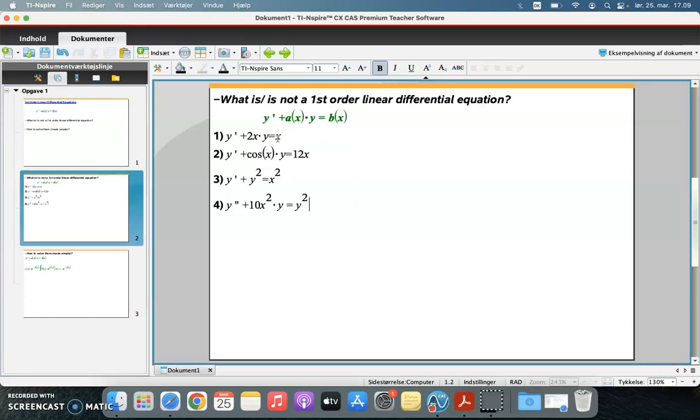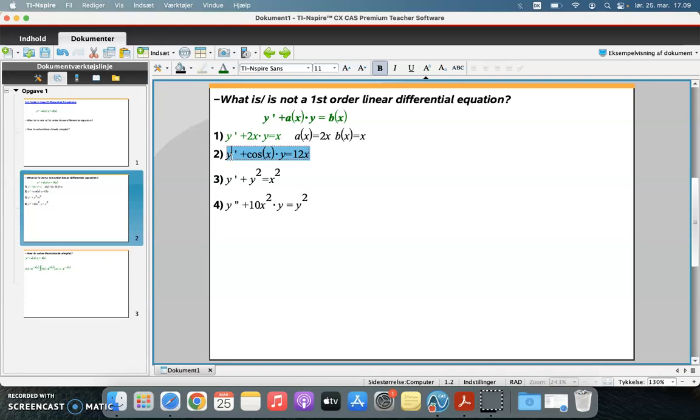Here we have some examples, and you can see the first one matches what's up here. You have the y differentiated, then you have 2x, which is equal to a(x), multiplied by y equal to b(x), which is x. So this one here is one of these first order linear differential equations.